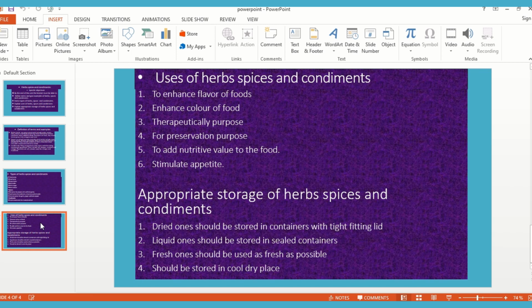Then the third one, the fresh ones should be used as fresh as possible. And the last one is that herbs, spices, and condiments should be stored in a cool, dry place. And that marks the end of our topic today.